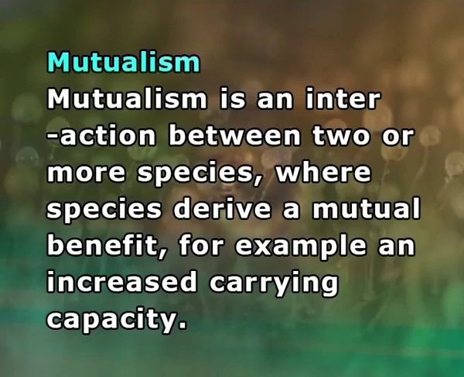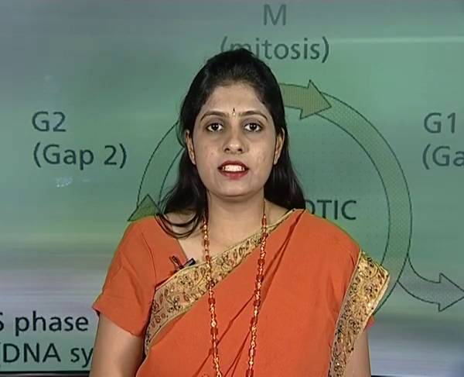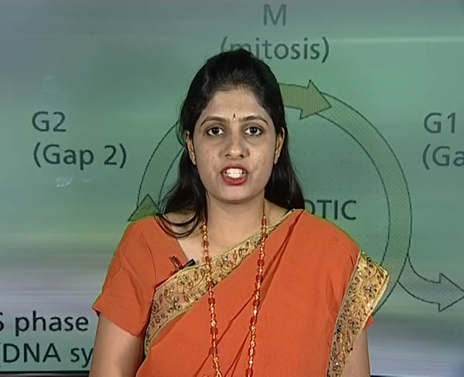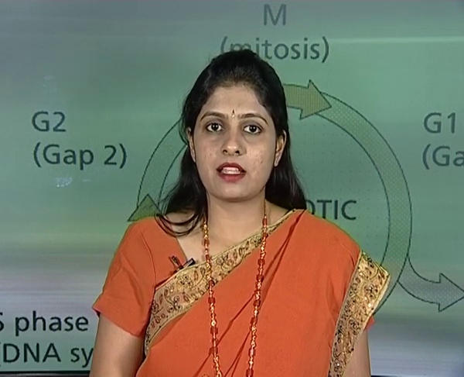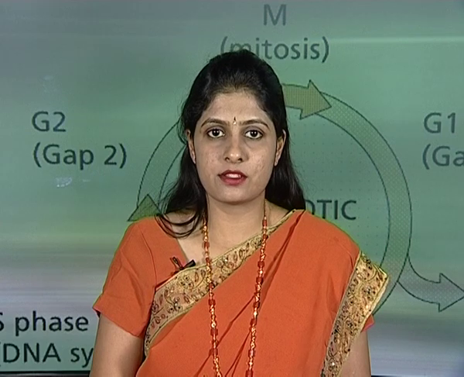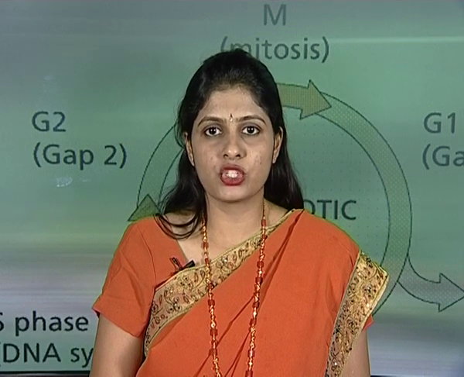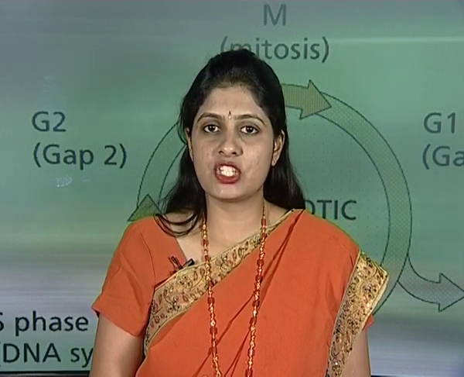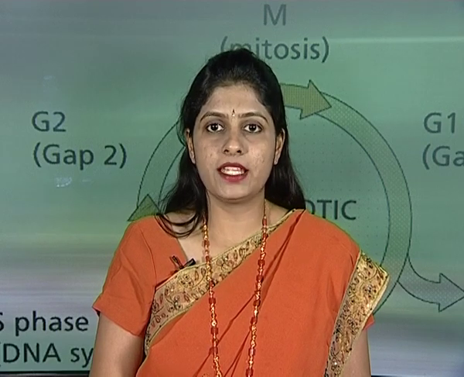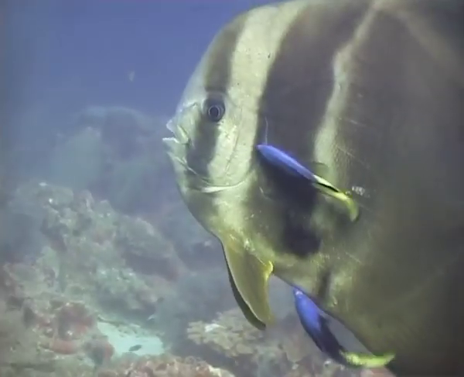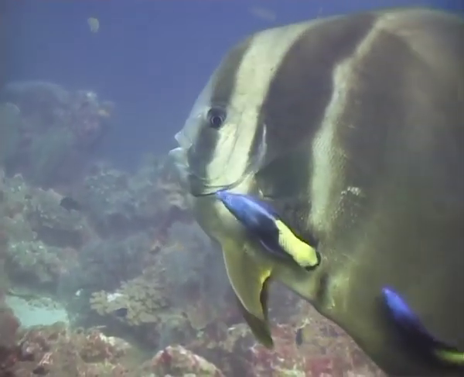Mutualism. Mutualism is an interaction between two or more species where species derive a mutual benefit. For example, increased carrying capacity. Similar interactions within a species are known as cooperation. Mutualism may be classified in terms of the closeness of association, the closest being symbiosis, which is often confused with mutualism. One or both species involved in their interaction may be obligate, meaning they cannot survive in the short or long term without the other species.